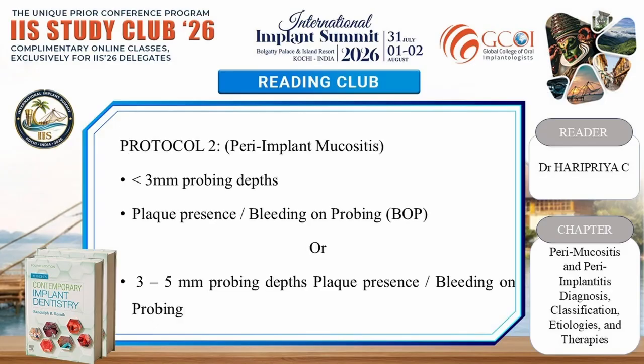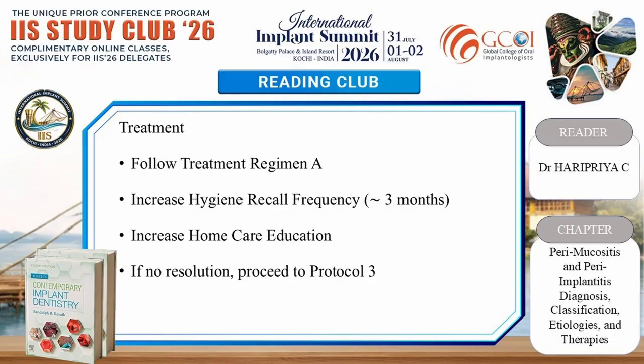Protocol number 2, peri-implant mucositis. Less than 3 mm probing depth, plaque presence and bleeding on probing, or 3 to 5 mm probing depth, plaque presence or bleeding on probing. Treatment: follow treatment regimen A, increase hygiene recall frequency, approximately 3 months, and increase home care education. If no resolution, proceed to protocol number 3.